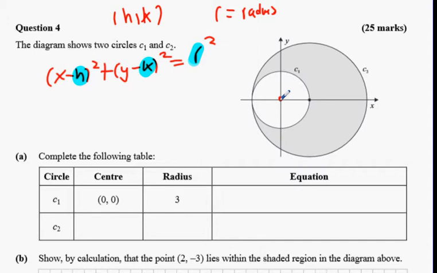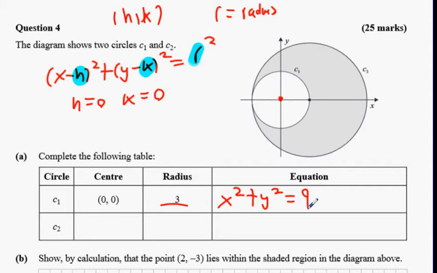0, 0. Okay? This means the H value is 0 and the K value is 0. What's the radius of the small circle? Tell me. So, x squared plus y squared equals, it's going to be 3 squared. Now, for God's sake, guys, don't write it as 3 squared. Finish it off. 3 squared is 9. So, x squared plus y squared equals 9.